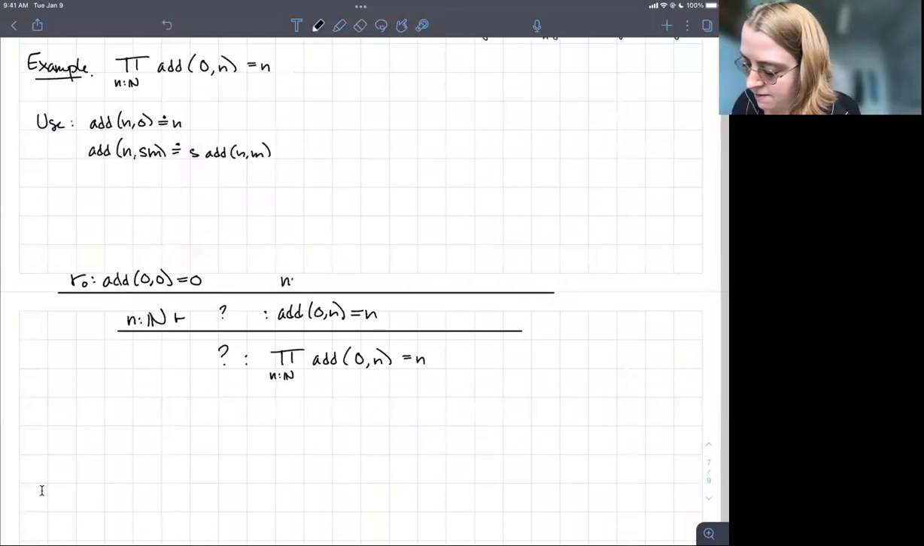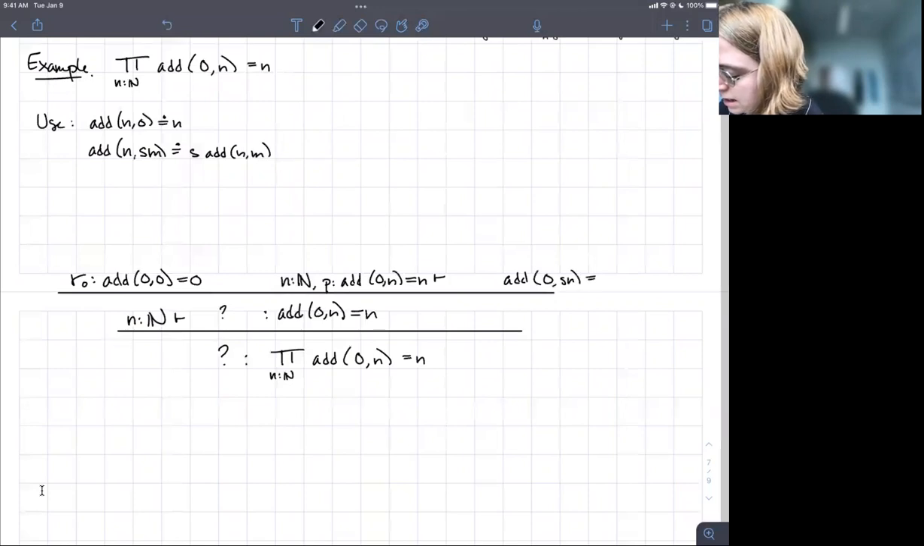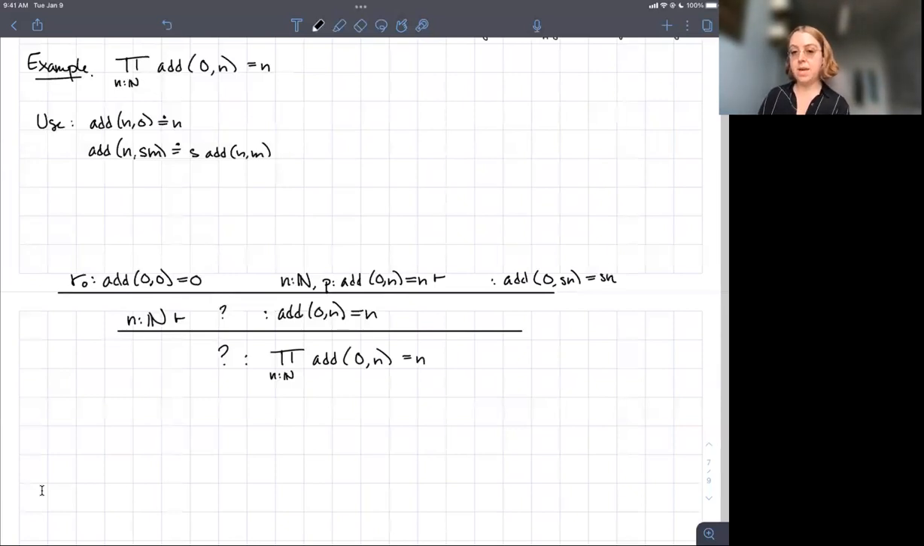Okay, and the other thing we have to supply, that thing was the base case. Now we have to do the induction step. So suppose we have a natural number n. Suppose we have in hand some proof of this equality for that natural number n. Then what we need is a proof of this equality for Sn, somehow using P.